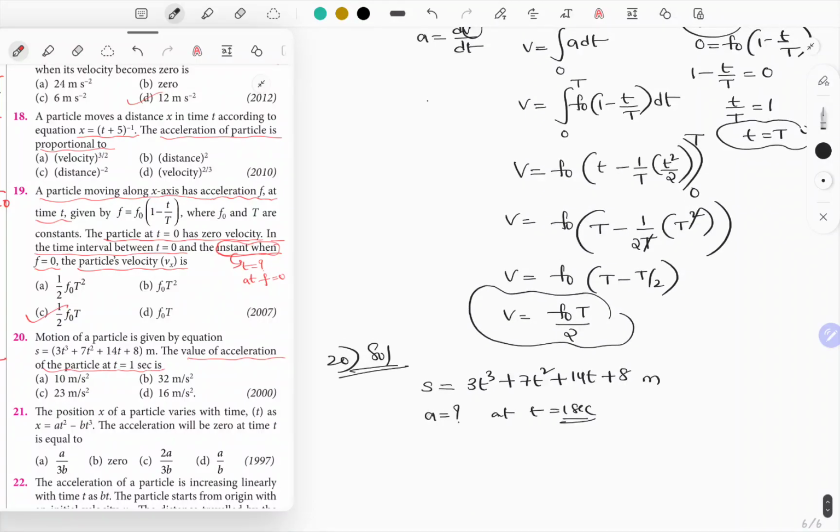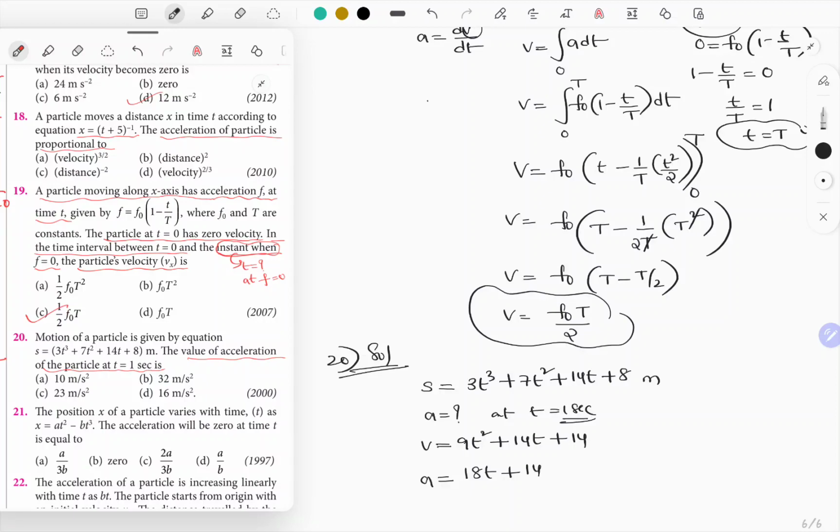Let me substitute. So first of all, find out velocity. Velocity is equal to 9t square plus 14t plus 14. Next, acceleration. Acceleration in the sense you have to differentiate velocity. To find out velocity, differentiate position with respect to time. To find out acceleration, differentiate velocity with respect to time. Then it is going to be 18t plus 14.